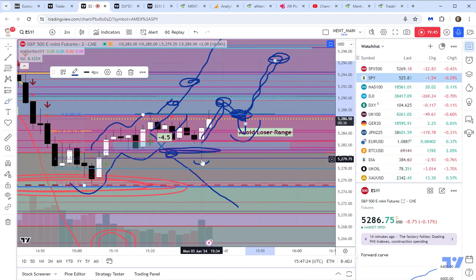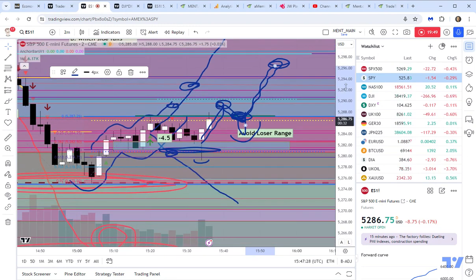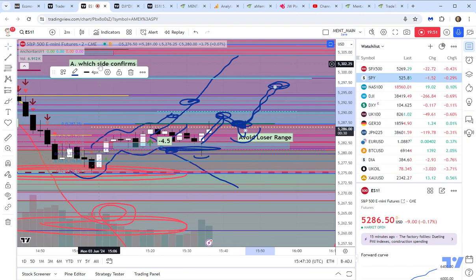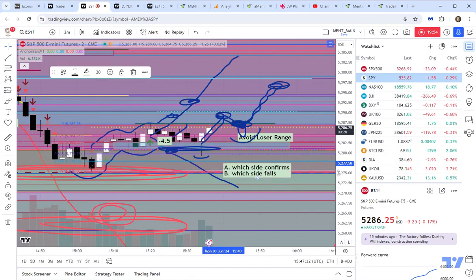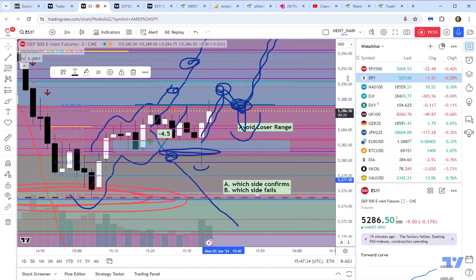Beautiful rejection. And it's right over here, once I get to it, which side confirms, A or B? Which side confirmed? It blew down here, couldn't hold it, and rallied back up. Oh, it's going to let me go longer than 20 minutes. Okay, I'll go a little further. Let's see what happens here until it shuts me down. So we're going to just let it go, see what happens.